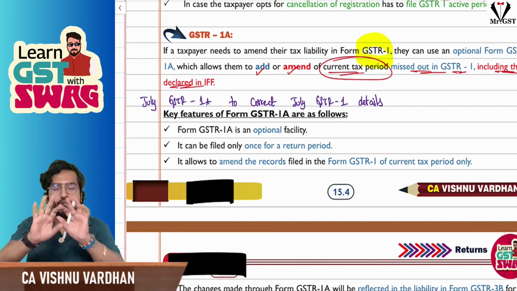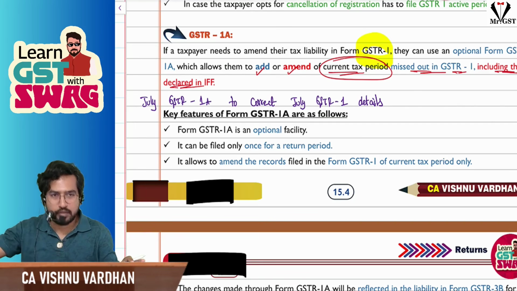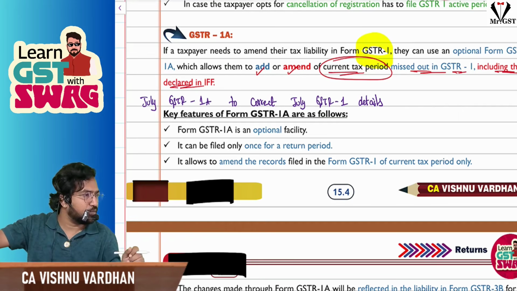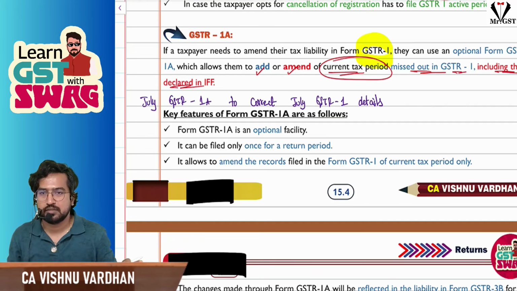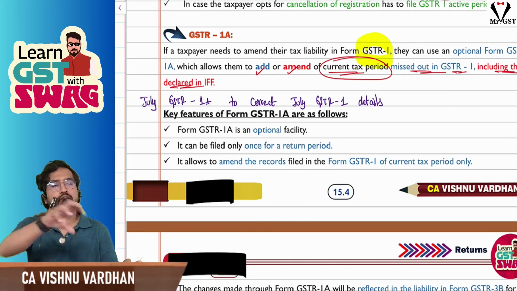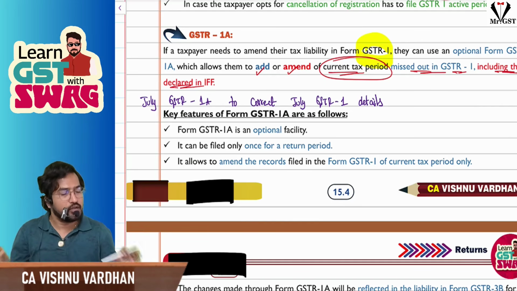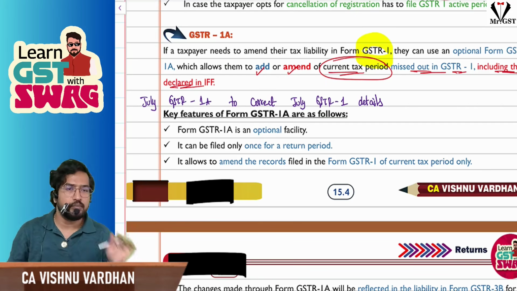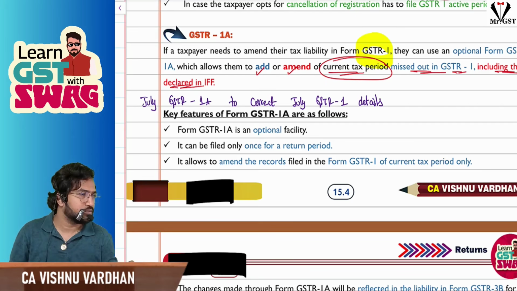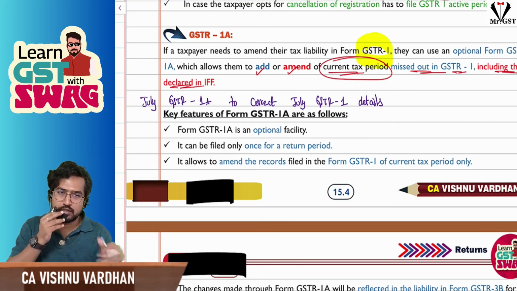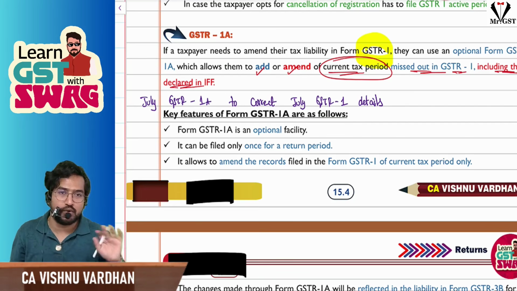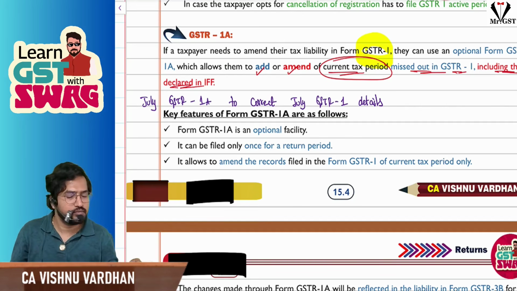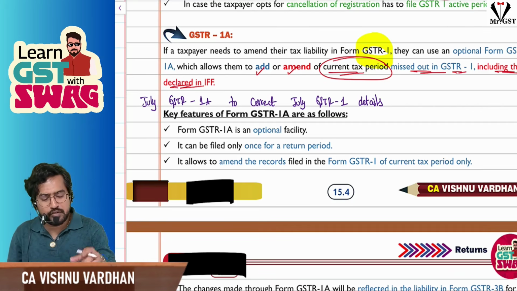Understand the logic of 1A. Sir, they have come up with this concept because I filed 1, sir, but before filing 3B, I came to know my mistakes. So I want to add certain things or amend certain things for July GSTR 1, then you can file July GSTR 1A. But you can do this only before filing 3B. Once you have filed July 3B, you cannot file July GSTR 1A. Over, gone. Is it mandatory to file GSTR 1A? No, it is actually for corrections. If no corrections, no need to file.